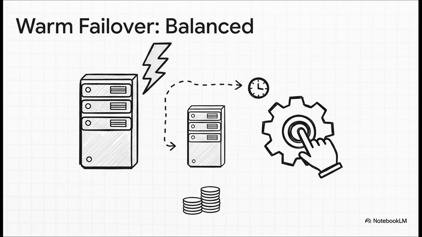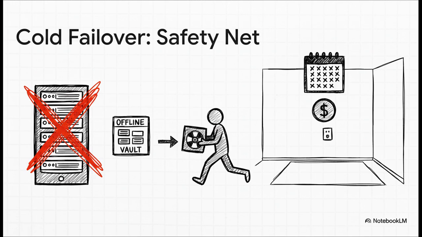Okay, moving down a notch, we have warm failover. This is often the sweet spot, the balanced approach. Here, you've got a partially prepared environment, maybe scaled down a bit to save money. Data isn't replicated in real time, but periodically, asynchronously. Failover isn't instant, it's semi-automated and might take a few hours. But honestly, it strikes a really pragmatic balance between cost and speed, which makes it perfect for a lot of our business-critical applications.